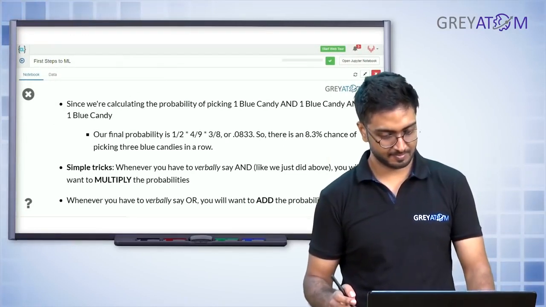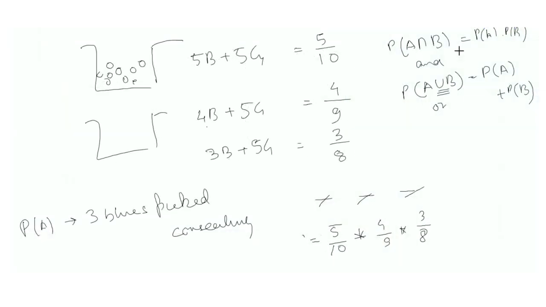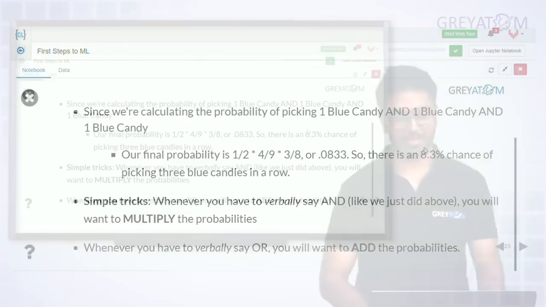So in this case, if it's A and B, that means intersection, then you multiply the probabilities only if they're independent events, right? Similarly, if it's A union B, A or B, then you add those probabilities, but under the condition that they're mutually exclusive. If they're not mutually exclusive, you have to subtract a term, P of A intersection B, right? So that's a fundamental understanding that you have to keep in mind.